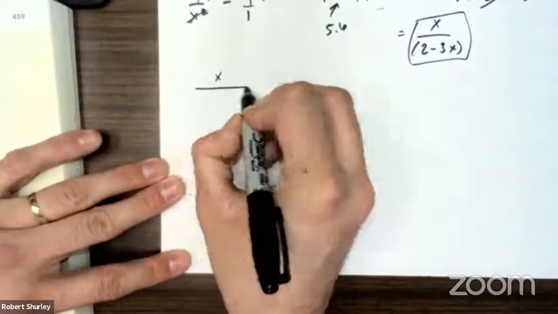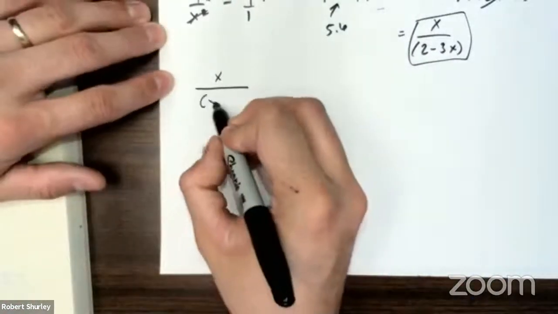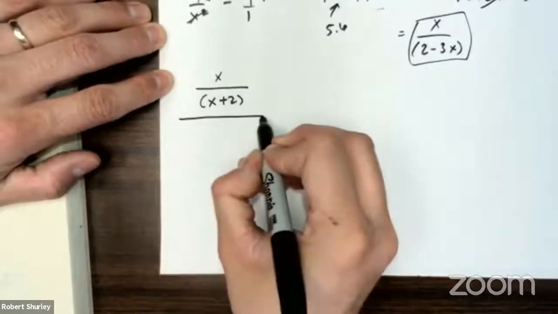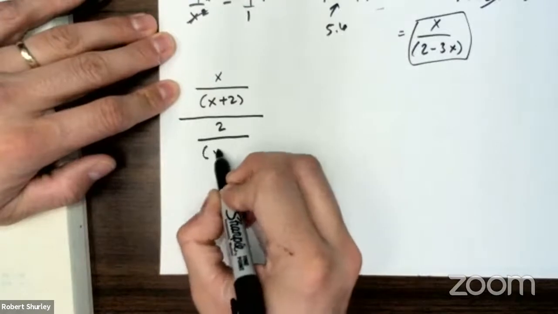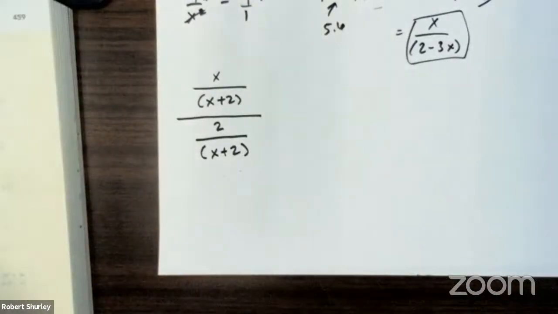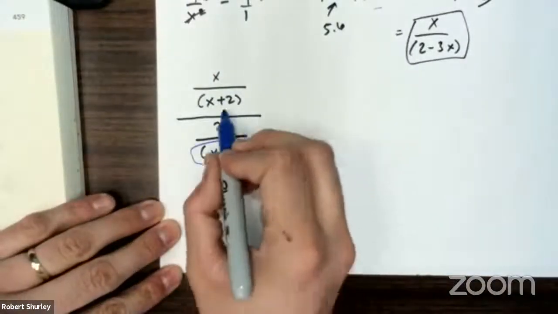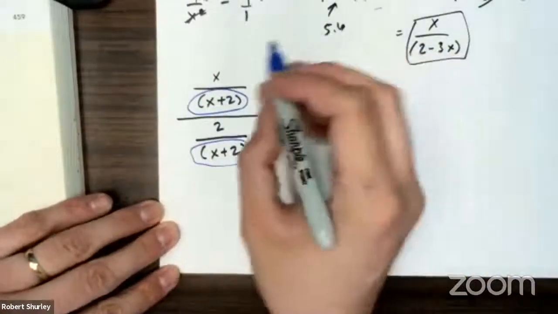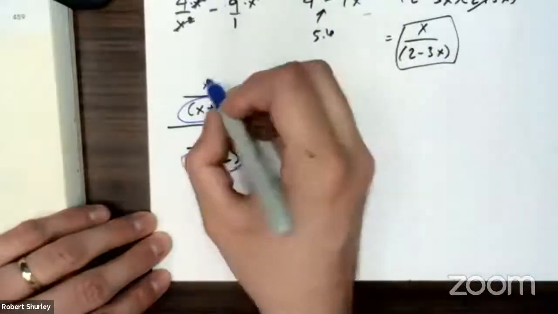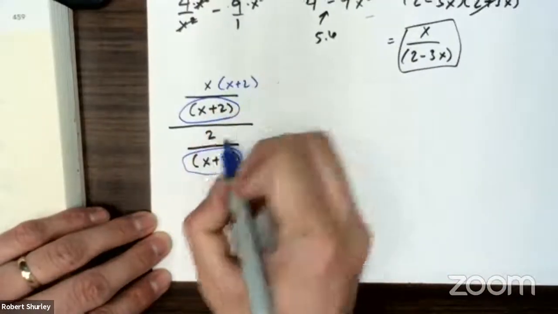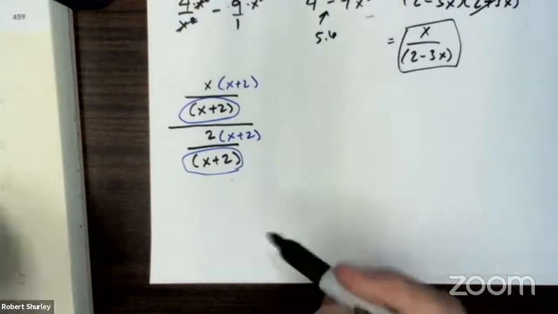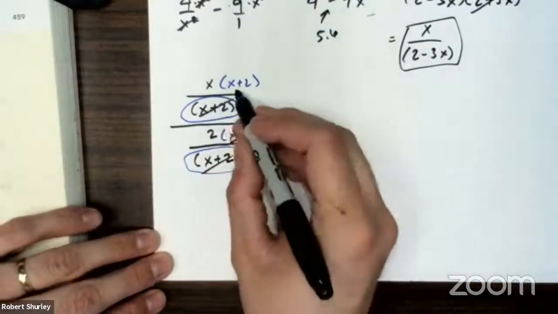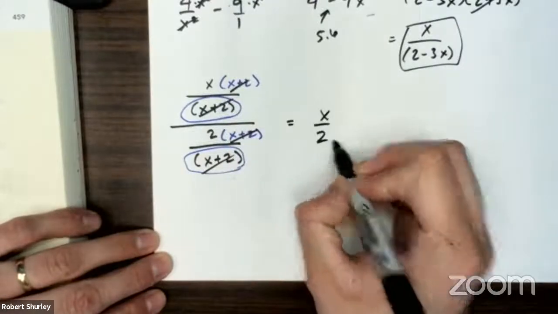So we've got x over x plus 2, divided by 2 over x plus 2. This one's super easy. Well, the denominator here is x plus 2, right? And it's actually common. So therefore, we're going to multiply. It's the only thing in the denominator, right? So we're going to multiply both numerators by x plus 2. And they cancel completely. This one's just ridiculously easy. It leaves us with x over 2.